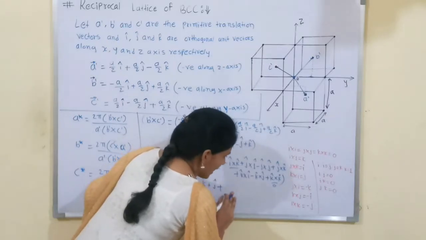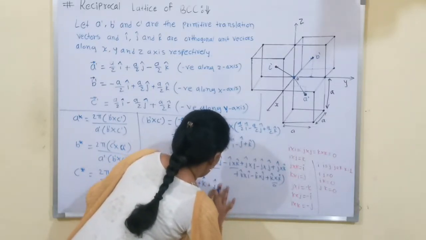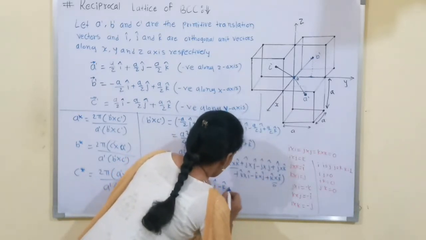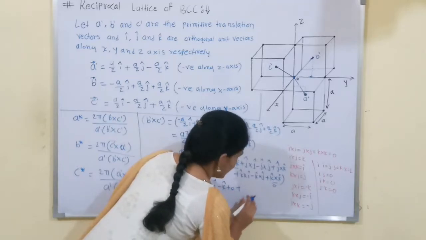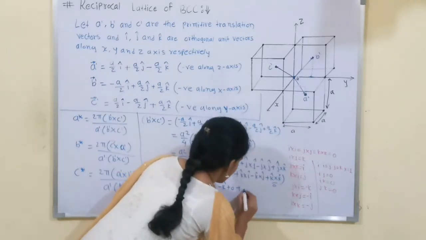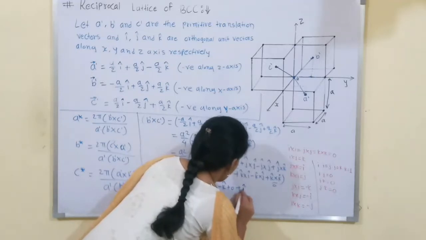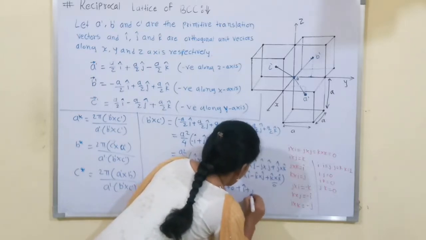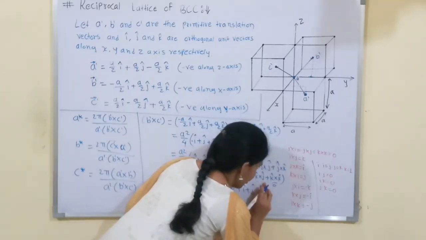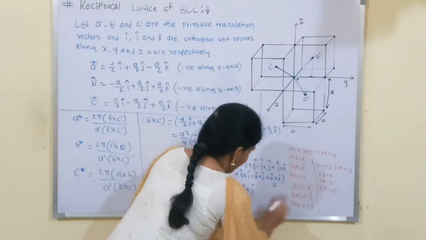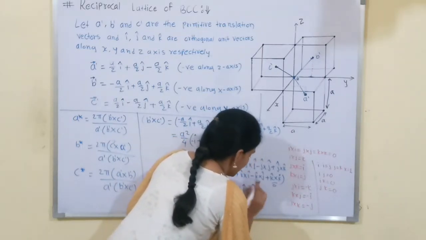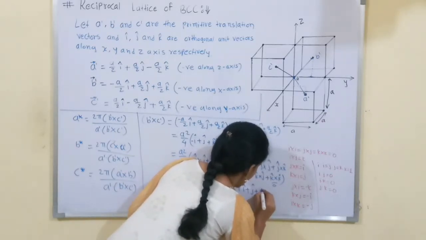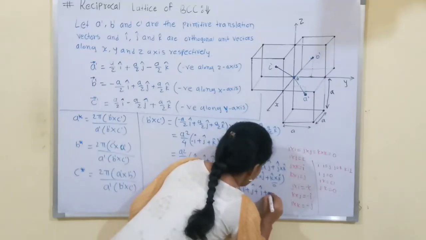Next, J cross I. What is J cross I? Minus K. Here we will write minus K. And what is J cross J? It is 0. What is J cross K? J cross K is I cap plus. What is K cross I? K cross I is J cap. What is K cross J? K cross J is minus I. Here we have minus sign, so it will be plus I cap, and this is 0.